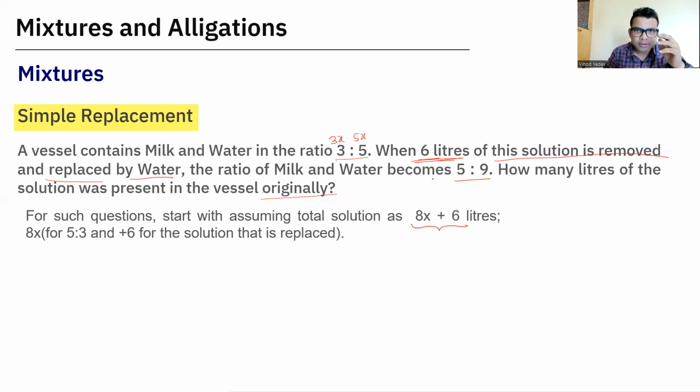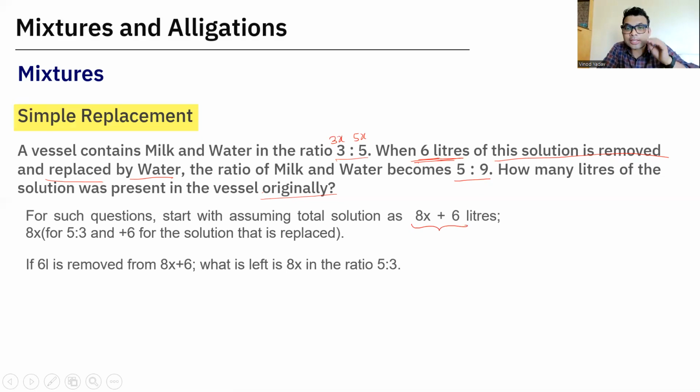Check. So from 8x plus 6, if you remove 6 liters, the quantity remaining is 8x only, which you can easily split in the ratio of 3:5. That is 3x milk and 5x water. And then 6 liters of water were added. So the new ratio is 5/9. Now this is exactly the same as the previous situation.